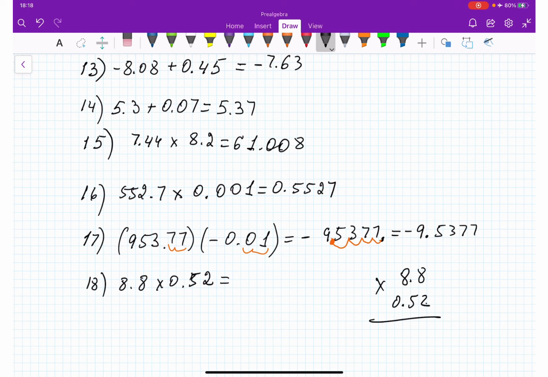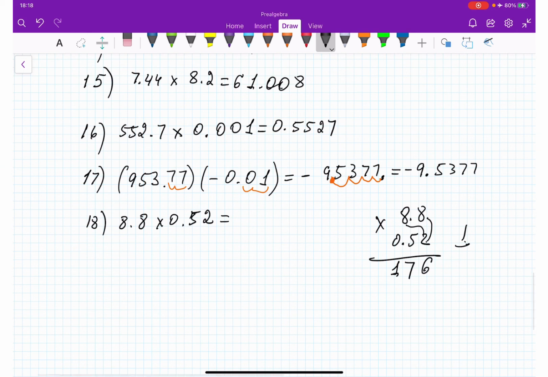2 times 8 is 16, 1 in mind. 2 times 8 is 16, and 1 will be 17. Again, I don't have to keep in mind because there is no number anymore. 176. Next, 5 times 8 is 40. I always shift by 1 when I do multiplication. 5 times 8 is 40, 4 here. 5 times 8 is 40, and 4 will be 44.